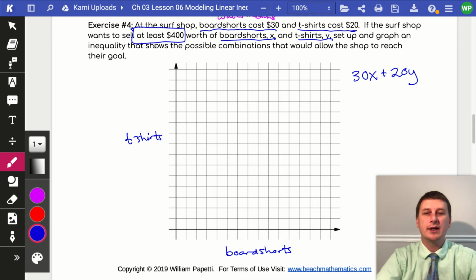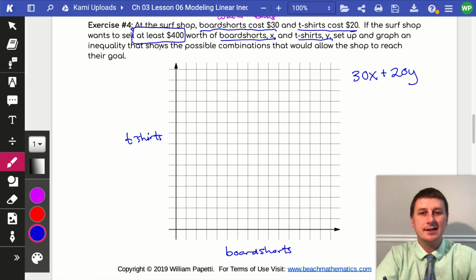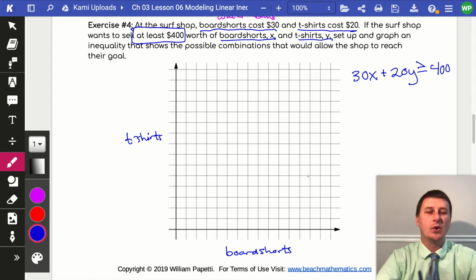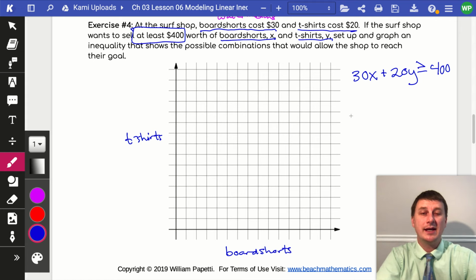least $400. Now, don't be tricked by the words at least. It has that word least in there, but that's the very least that they want to make. They want to make at least $400. So that means this amount has to be greater than or equal to $400 because they actually want to make more than or equal to $400 if they want to make at least that much.